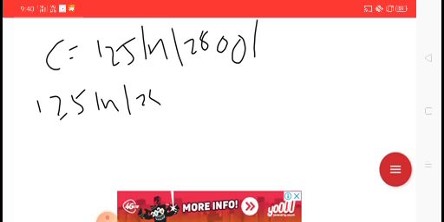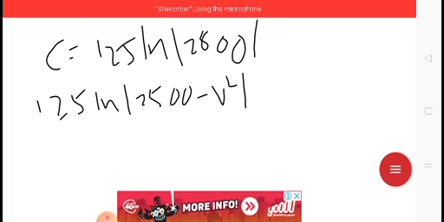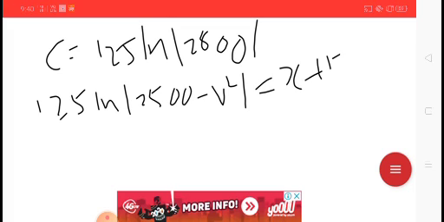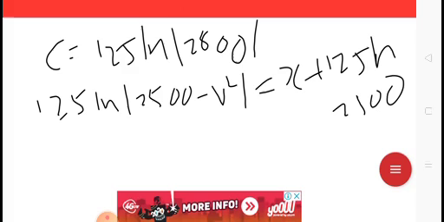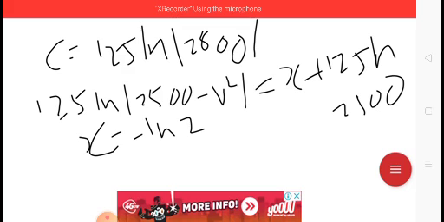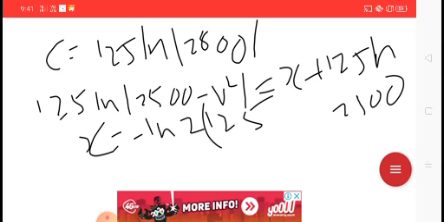ln 2500 minus v squared is equal to x plus 125 ln 2500. Okay, and you know that from the maximum to the ground, the distance that we have calculated just now is about 7 meters. But now it's going to the ground. Okay, so from top to the ground means x is equal to negative ln 2 times 125, right? Negative distance. We assume going up is positive.